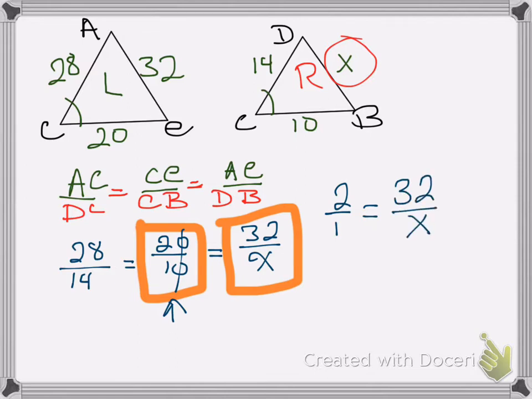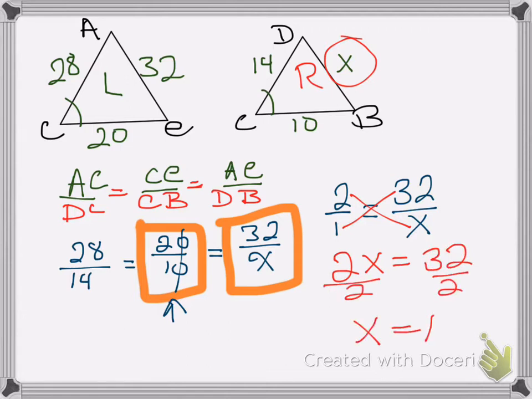Now it's time to cross multiply. 2x equals 32. Divide both sides by 2. X equals 16. That's how we find that BD equals 16.